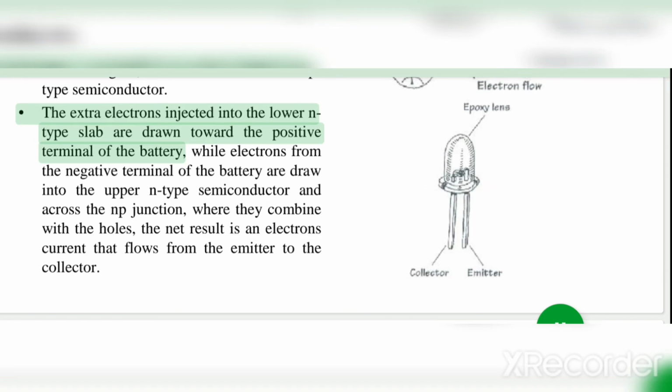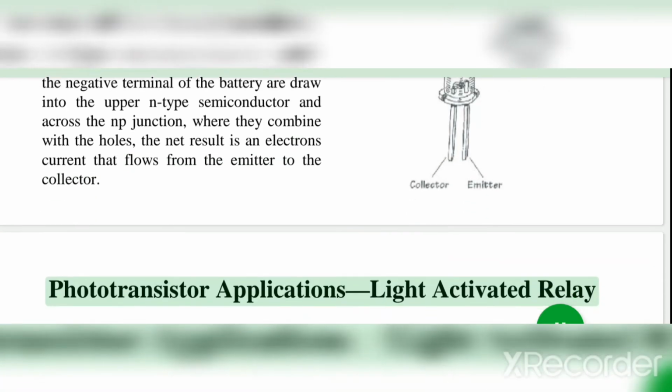N-type slab are drawn toward the positive terminal of the battery, while electrons from the negative terminal of the battery are drawn into the upper N-type semiconductor and across the NP junction, where they combine with the holes. The net result is an electron current that flows from the emitter to the collector.